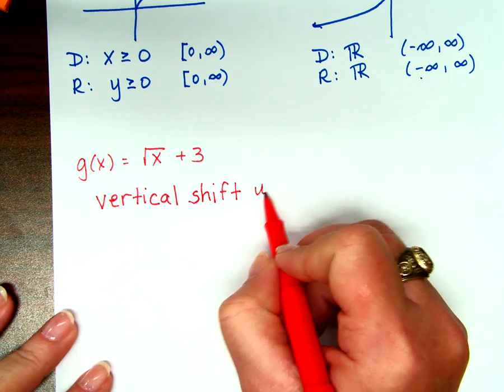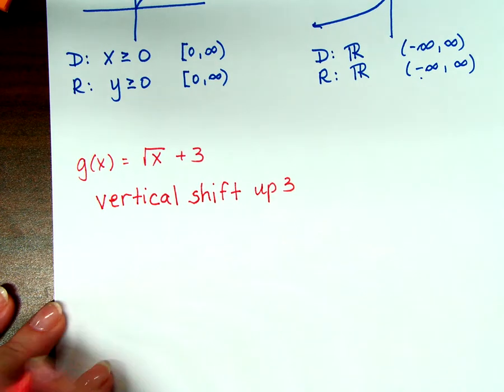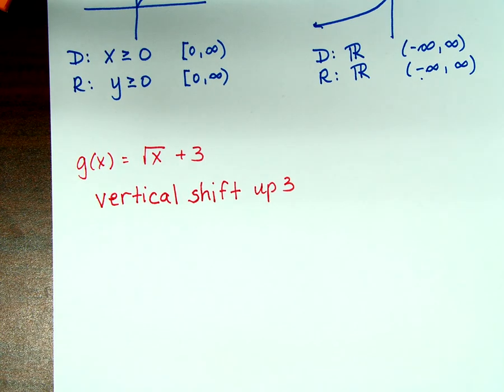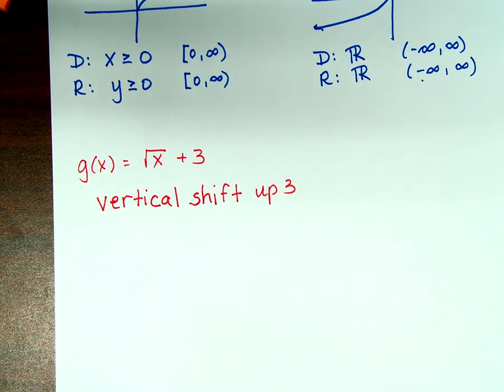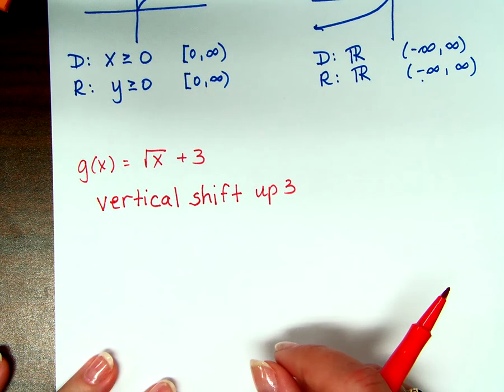Up 3. Vertical shift up 3. You were telling me it moves up 3, but I asked for the correct math words, right? Correct math words means we got to talk about vertical shifts, horizontal shifts, all that kind of stuff like that, right? Thank you for the rest of you being patient with him while he tried to figure this out, okay? You did a good job.